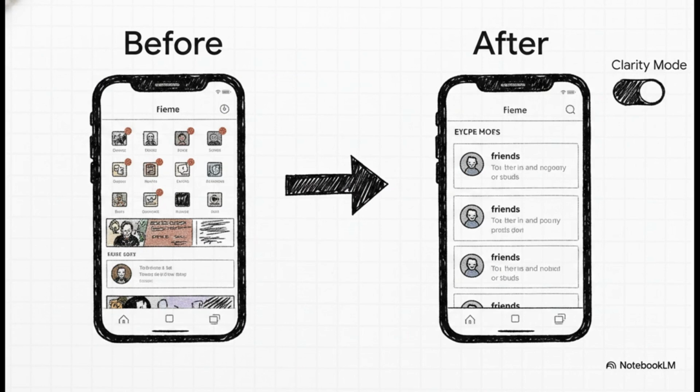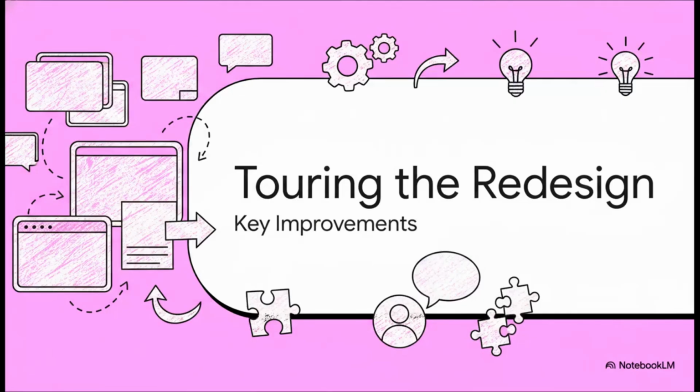So what happens when you turn it on? Instantly, the whole layout becomes cleaner. Text and icons get bigger, so they're easier to read. All that visual clutter just melts away, and the feed starts prioritizing what you actually want to see, content from your friends and your groups. Okay, enough talk. Let's actually take a quick tour of what this redesigned interface would look and feel like.